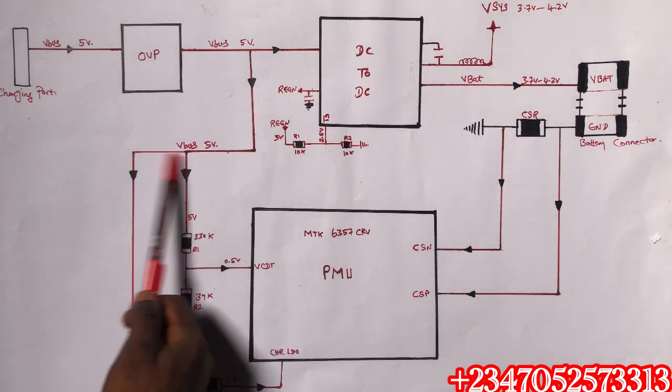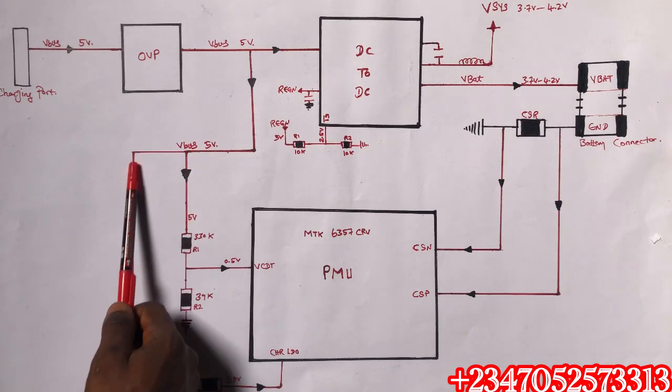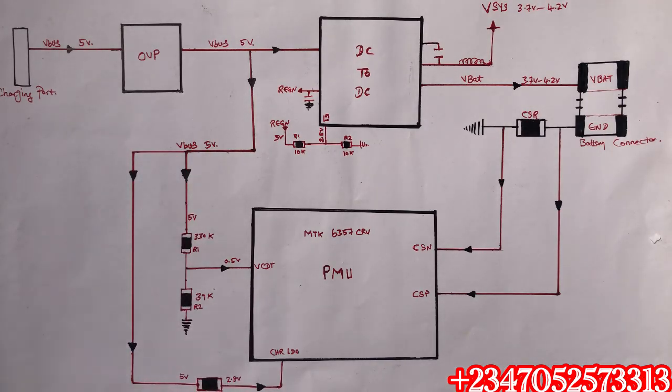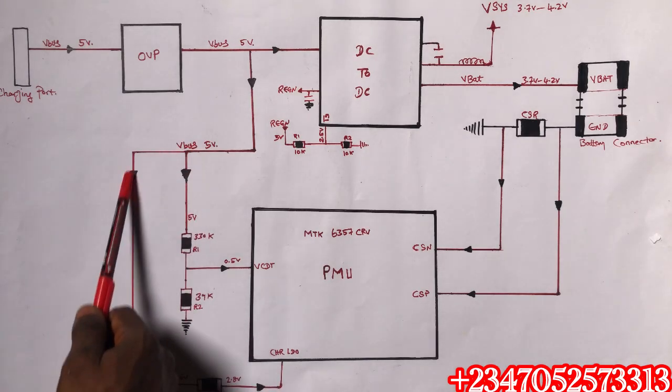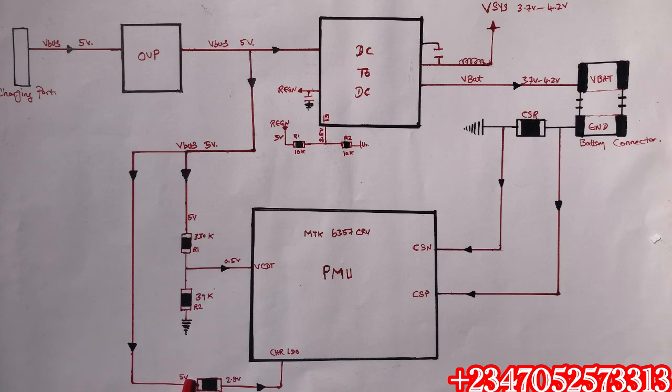So still on that VBUS 5 volt line, another line comes out. It connects to this resistor, and then it enters still the power IC, charging LDO. So we have the charging LDO line, and this line carries 5 volts. From here, 5 volts travels. So you get 5 volts on this side of the resistor, and then on this other side you will get 2.8 volts.